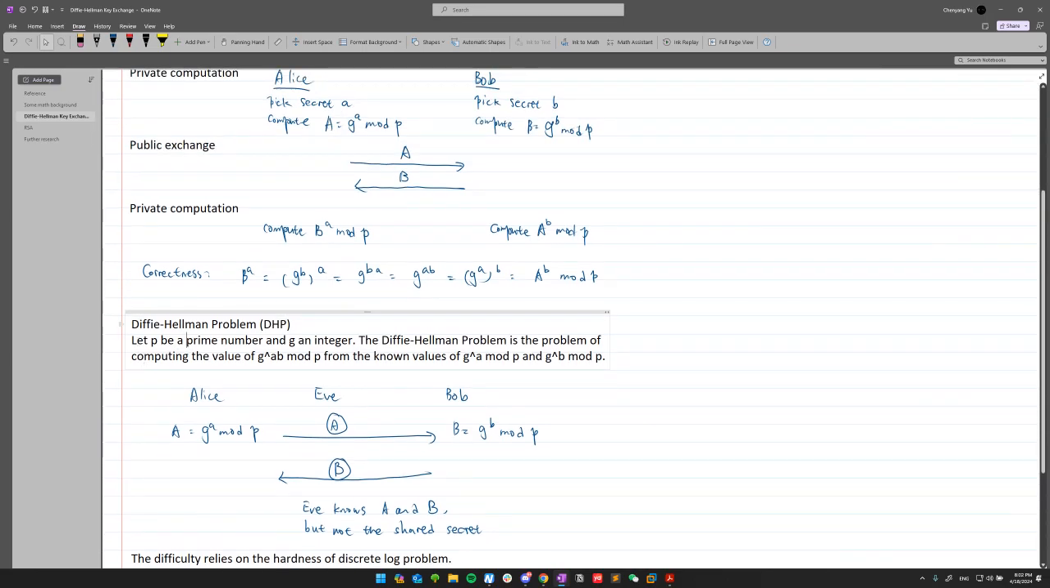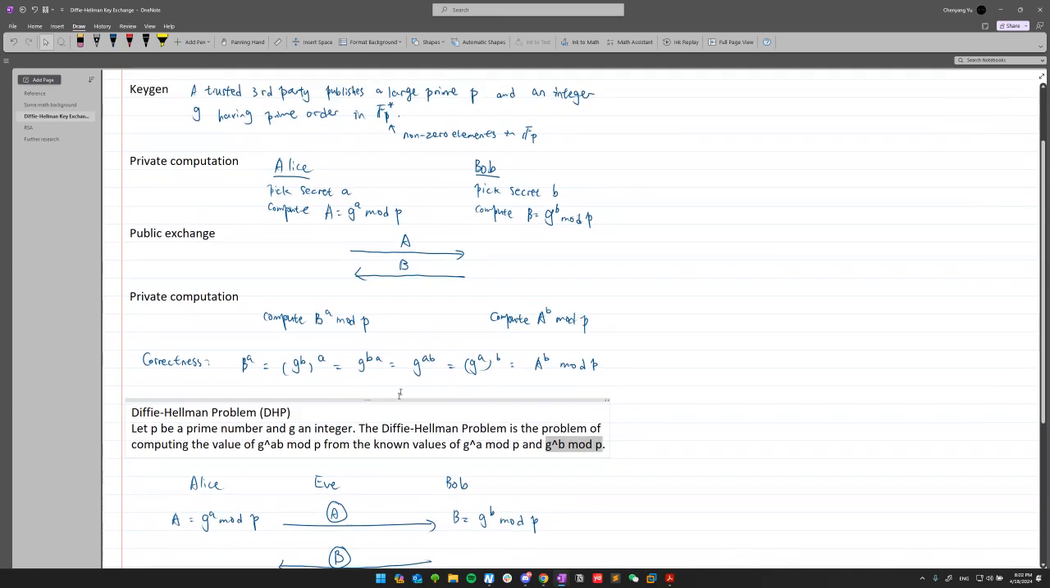So let p be a prime and g be an integer. This Diffie-Hellman problem is just a formalization of the protocol we just talked about, right? So for an eavesdropper Eve, she cannot compute g to the ab power based on capital A and capital B.